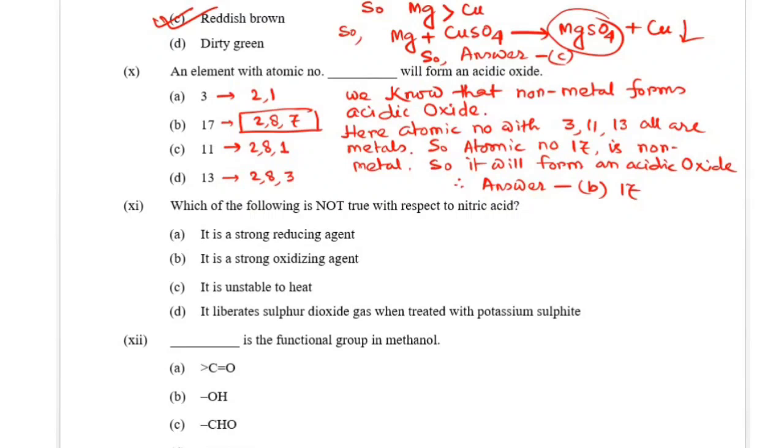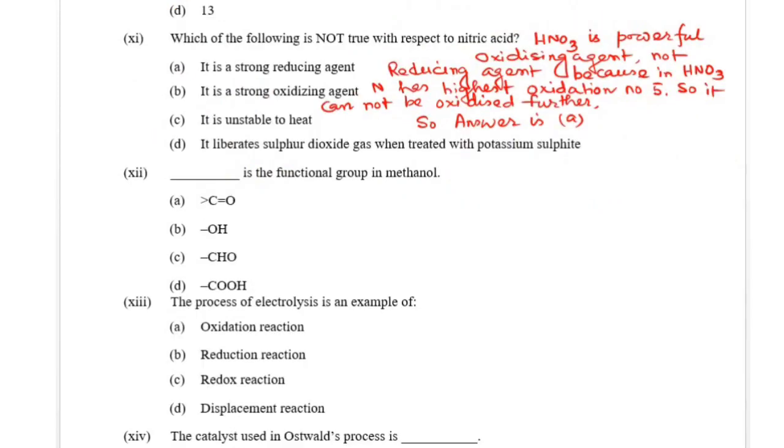Therefore the elements with atomic numbers 3, 11 and 13 are all metals, except 17. For 17, the outermost shell has 7 electrons, so it is a non-metal. We know that non-metals form acidic oxides. Therefore, the right answer should be option B, 17. It will form an acidic oxide. Okay? The right answer should be option B. Now, next question.